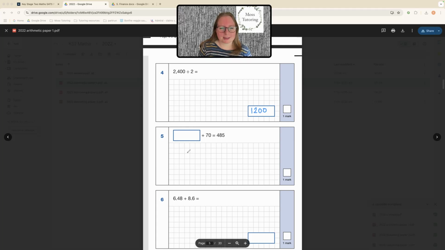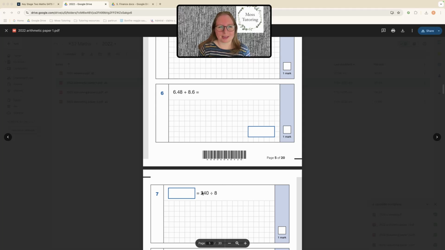So taking a look at this one, pause the video and have a go. Okay, so this question is asking something add 70 equals 485. So it's a bit like the question that was earlier on, where we could just use the inverse to find out the answer to this one. So I know that 485 take away 70 is 415. So 415 add 70 is 485. You could also use column subtraction there to help you out as well.